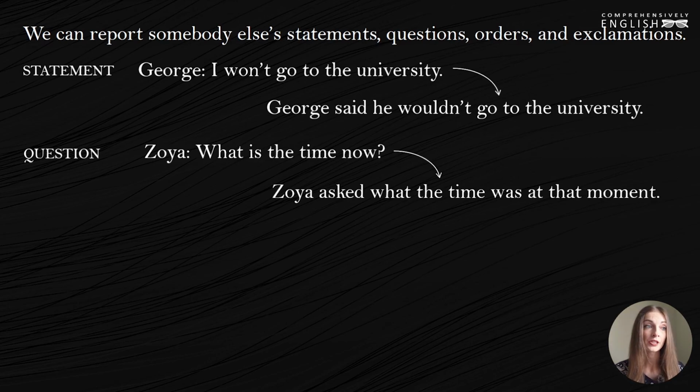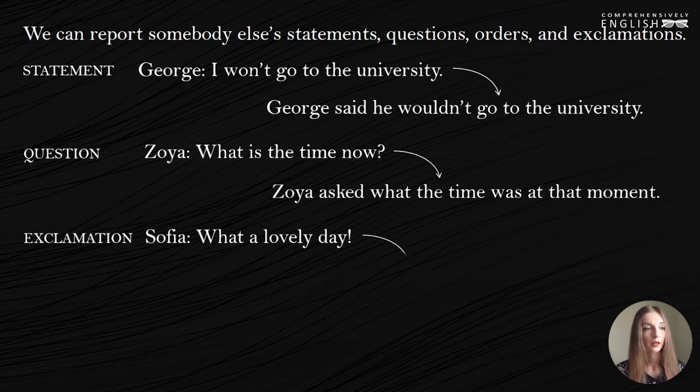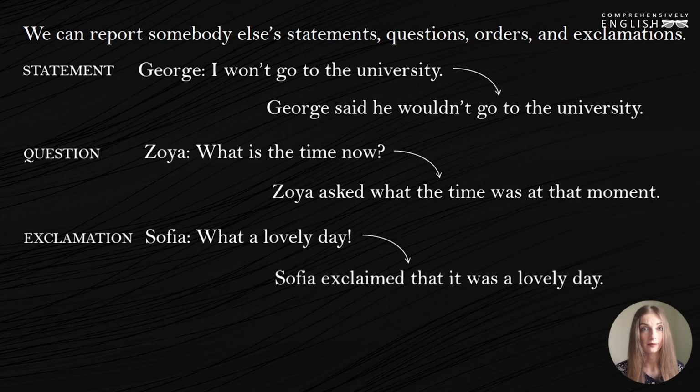And you can also notice that now is changed into at that moment. That also happens because of the rule of the sequence of tenses. What was now at that particular moment of her speech is not now anymore. It is that moment for us now, right? Let's look at exclamations. Sophia: "What a lovely day!" Sophia exclaimed that it was a lovely day.